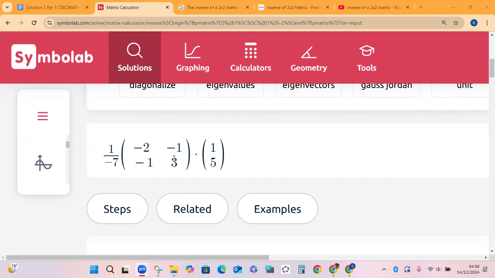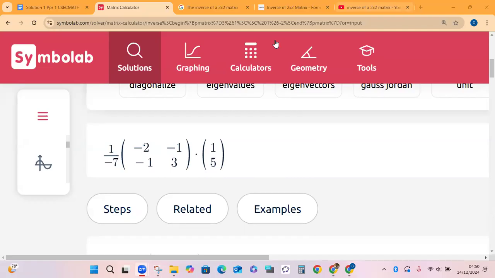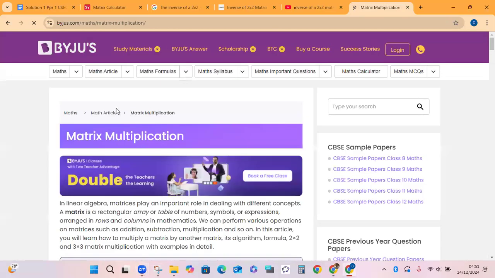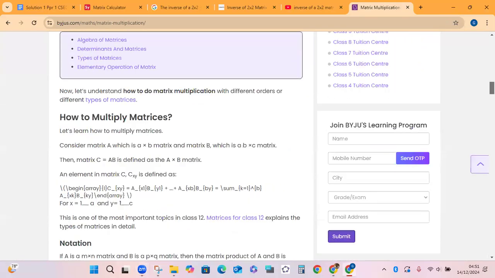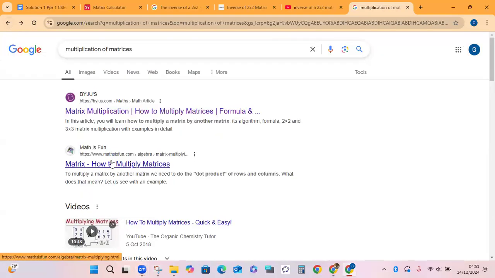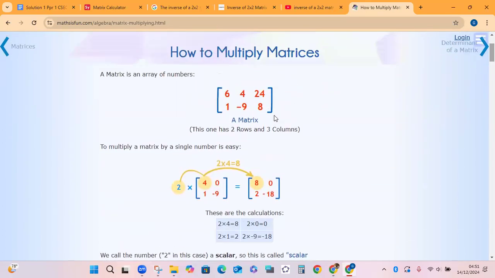Now you need to research how to multiply matrices. It's rows times columns. You can use Google for that. You can use YouTube for that. Here I've typed how to multiply matrices, and you've got a lot of information. If one doesn't work for you, click on the other one. This one explains it nicely.